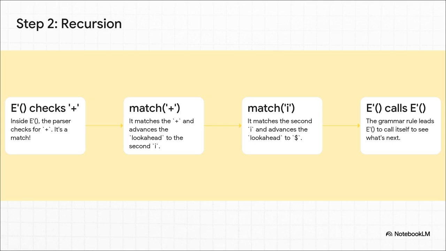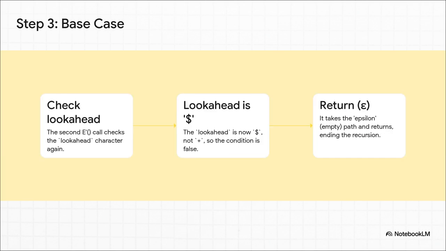The grammar rule says E prime now has to call itself. This is that recursive call we were talking about, checking to see if the pattern continues. So we dive into E prime a second time. It looks at the lookahead. But wait, this time it sees the $ sign, not another plus sign. So the condition is false.